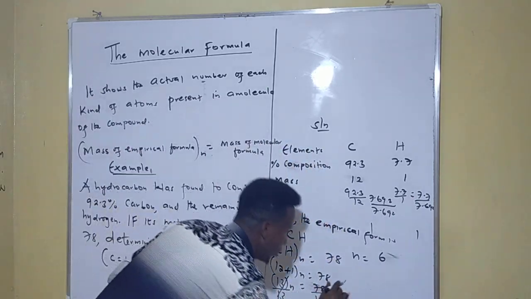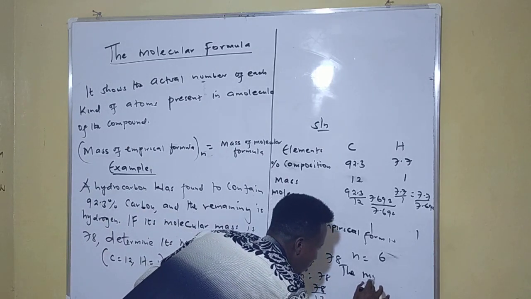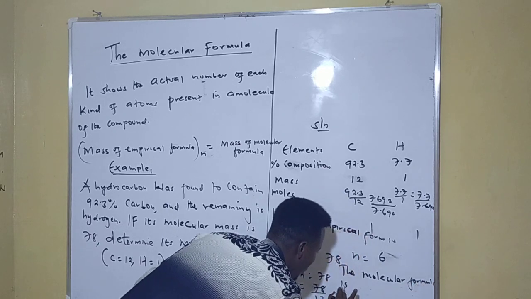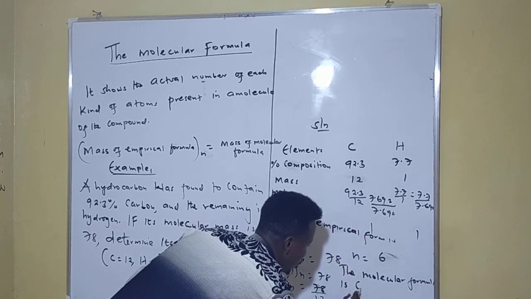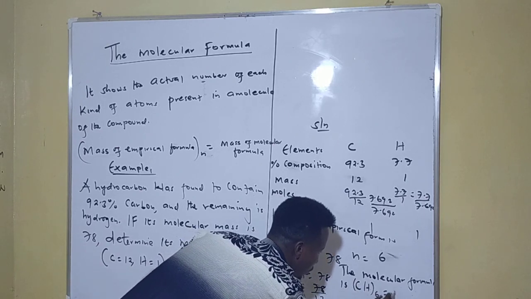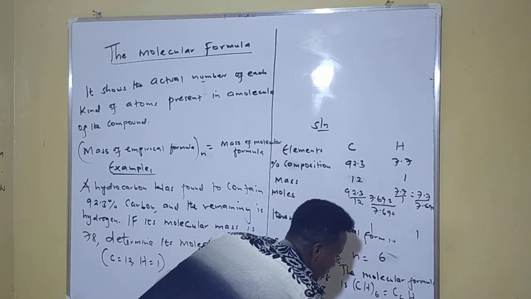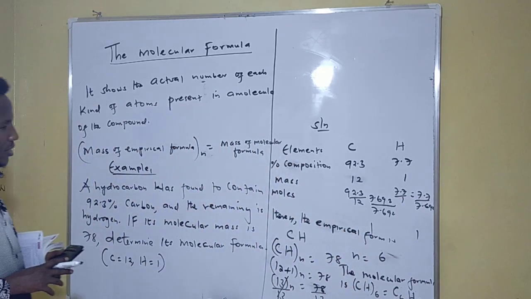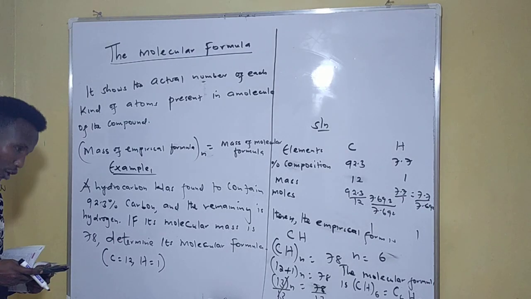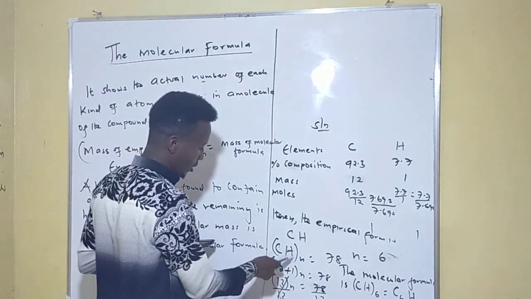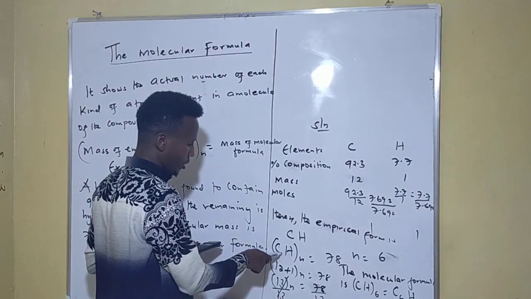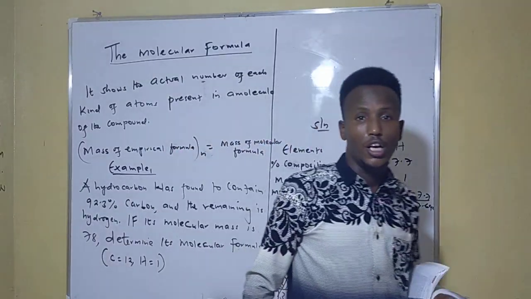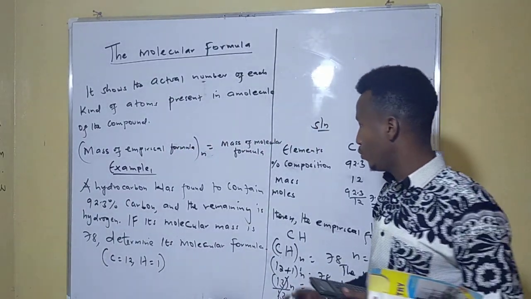Okay, the molecular formula, say like this, the molecular formula is, look here, you're going to say (CH) in bracket 6, which is equal to C6H6. C6H6, and that is the final answer for your information, guys. After getting n, take this one, CH times 6. That will give us C6H6, and that will be the final answer.